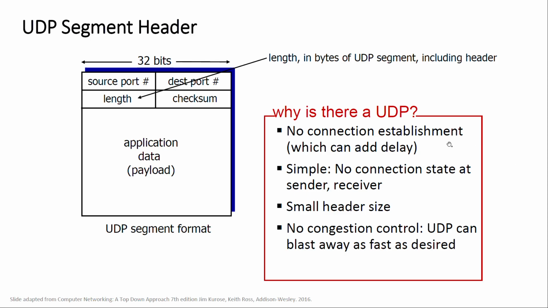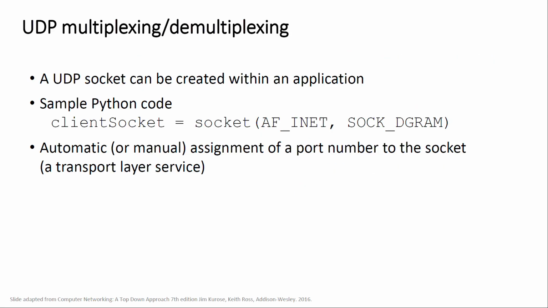No connection establishment. We talked about this before. This way we don't add extra delay. It is simple. No connection state at sender and receiver. Small header size. No congestion control. So this is one of the negative parts of UDP, because UDP can blast away as fast as desired, but if the receiving part doesn't have that much capacity, it would cause a problem for the receiving side.